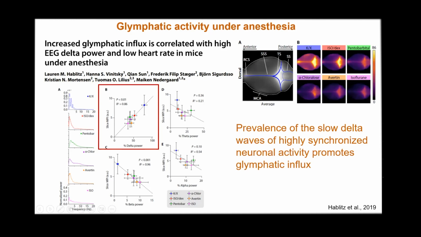And a similar paradigm was also studied with dexmedetomidine, which is like an alpha-2 adrenergic agonist. And it also induces a sedative state similar to the stage 2 and 3 of the non-REM sleep.